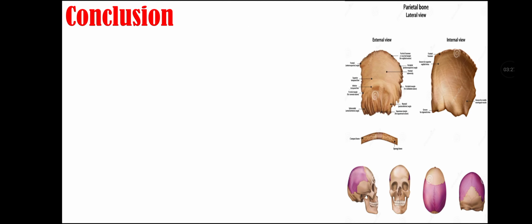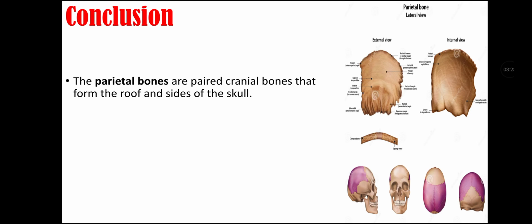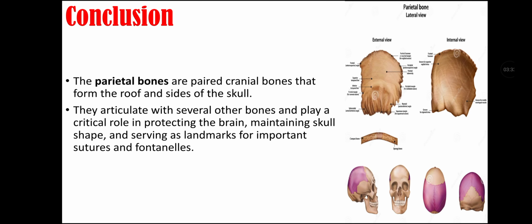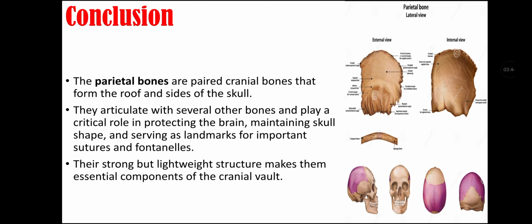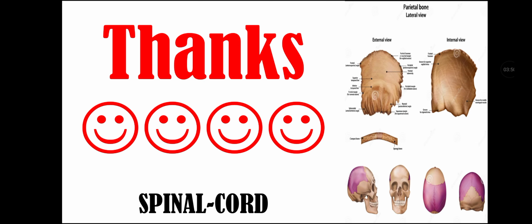Conclusion of this lecture video. The parietal bones are paired cranial bones that form the roof and sides of the skull. They articulate with several other bones and play a critical role in protecting the brain, maintaining skull shape, and serving as a landmark for important sutures and fontanelles. Their strong but lightweight structure makes them an essential component of the cranial vault. And this was all about parietal bone.